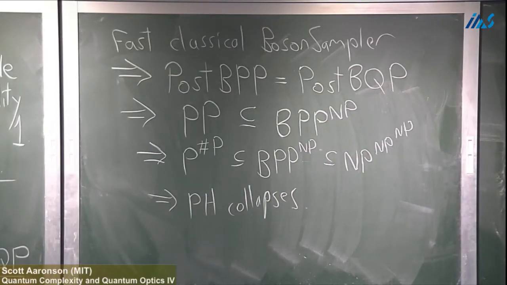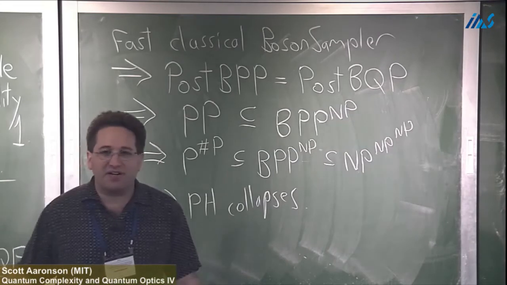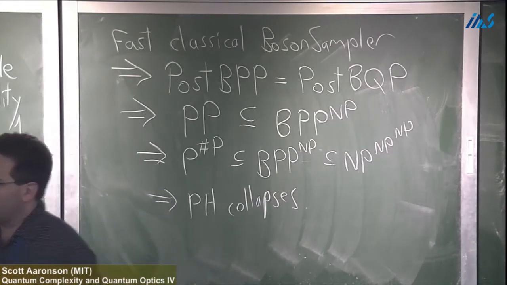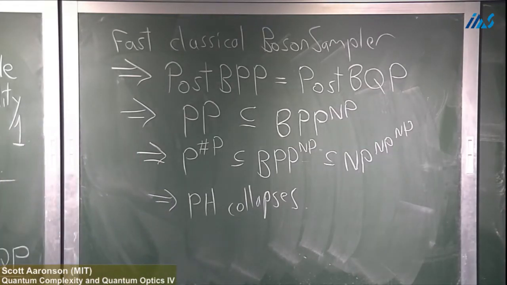Now, I stared at this, and something struck me as strange about this argument: it arrives at exactly the same place that we arrived at by using the sharp P completeness of the permanent. And yet, in this argument, we never once had to say that the permanent is sharp P complete. We never once used that fact.